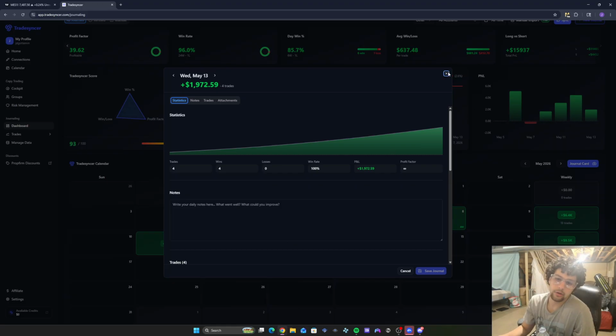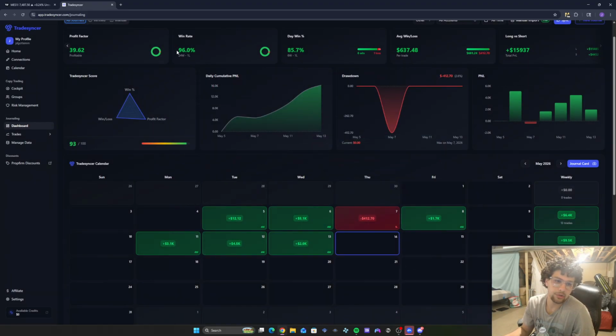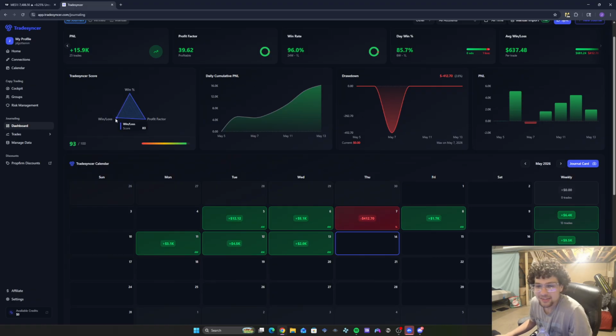This win rate right here, this one doesn't count. Don't pay attention to this one. Also, how am I not 100 out of 100? I've lost one time. Profit factor is 100. The win rate is at 96%. How am I not at 100? How is my win-loss at 83? Look at the difference. Hello? But whatever, dude. It's not that deep.